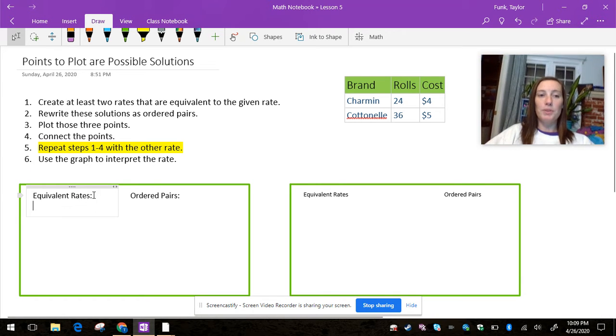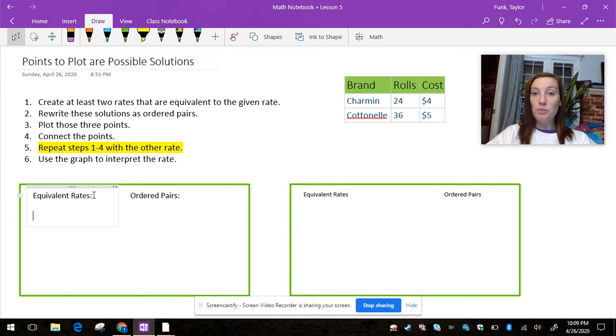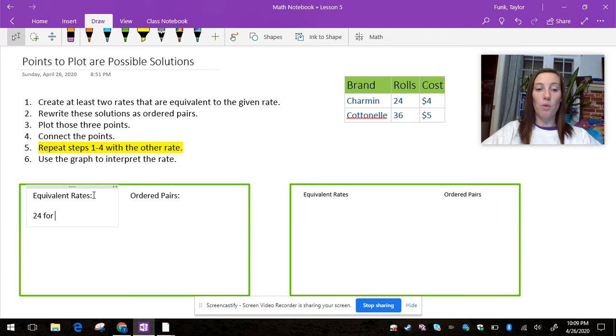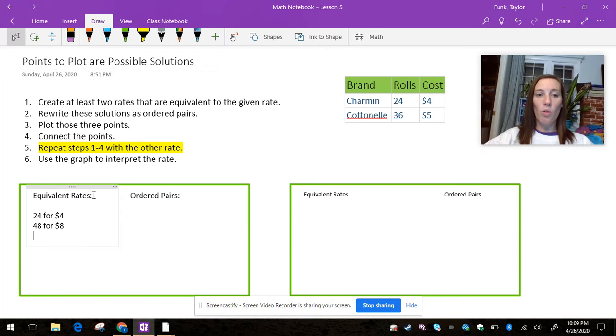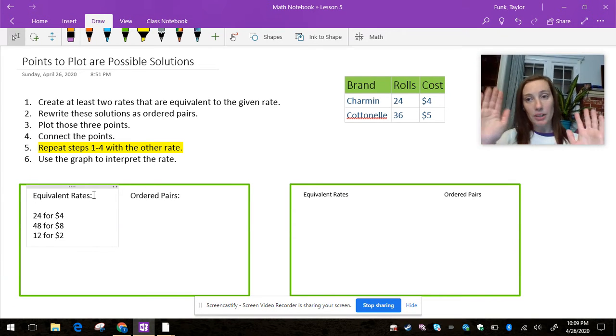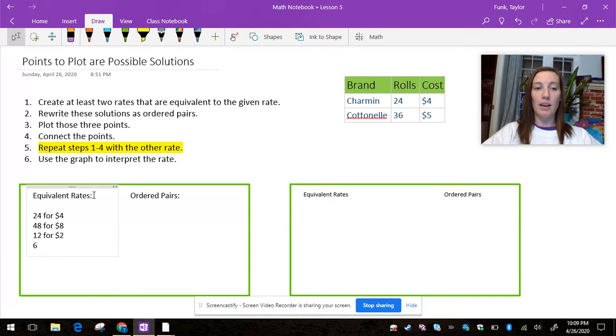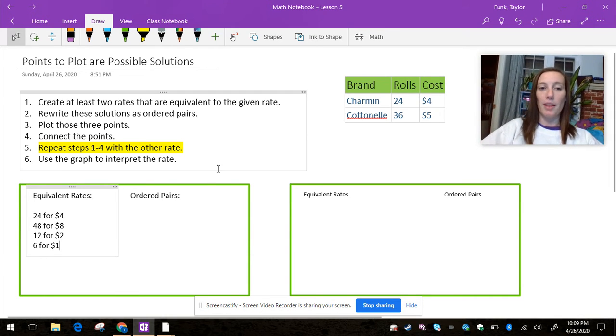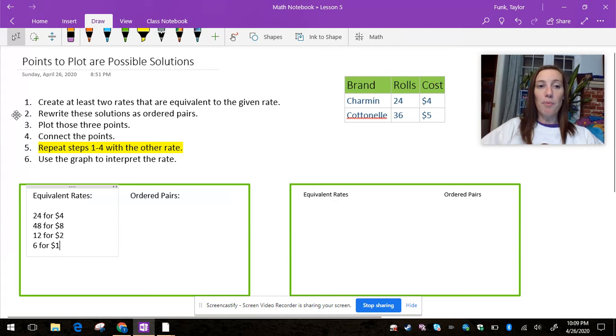There we go. All right, so I want to write my first rate first, which is 24 for $4. And then I'm going to come up with equivalent rates. So I could also get 48 for $8 because I could just buy 2 packages. Or let's say in this world, I could buy half a package, so it would be 12 rolls for $2. And then you would be done here, but I'm just going to do one more because I'm showing examples. I also know I could get 6 for $1. Okay? So there's step 1.